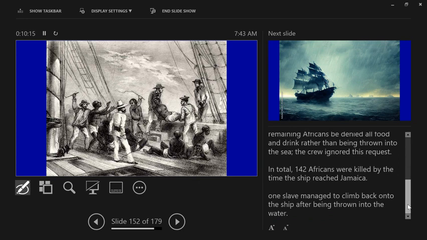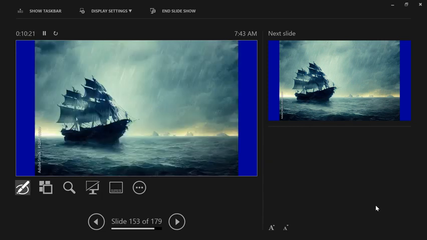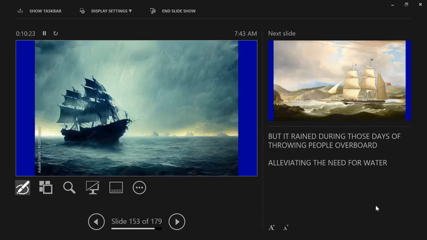In total, 142 Africans were killed by the time the ship reached Jamaica. All right, the irony, or the horrible thing about it, is that it was already horrible and terrible what was going on. But it rained. During all this time, it rained, and they could collect that water, and it was normal to collect rainwater on these voyages. But still, they threw people overboard as if it hadn't been raining.